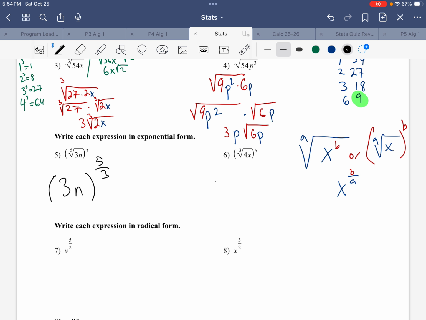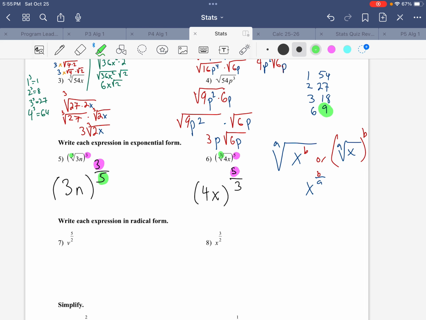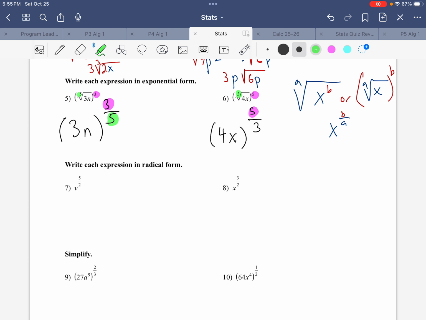Same thing over here. This is 4x to the, oh, sorry. I was looking at the wrong one. This is 3/5, where your index is the denominator, and the power raising it to is the numerator. So the 5 is going to be my numerator, and I'm dividing by 3 from the index.